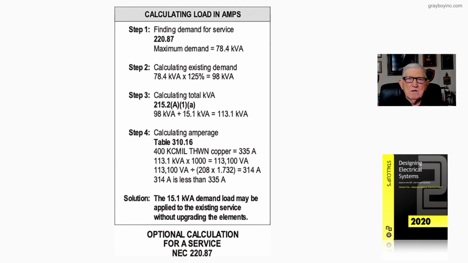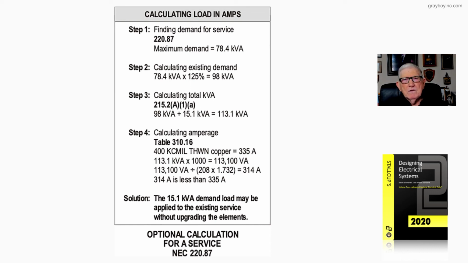So the service load was high. Table 220.12 had a very large amount of VA per square foot to increase the service in size and make it larger than really what was needed. So it was easy to run this optional calculation because the NEC in previous times did not allow these demands that you have now in Article 220, which we will eventually look at.